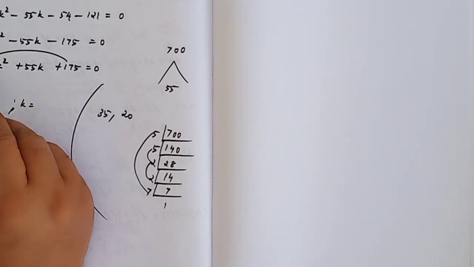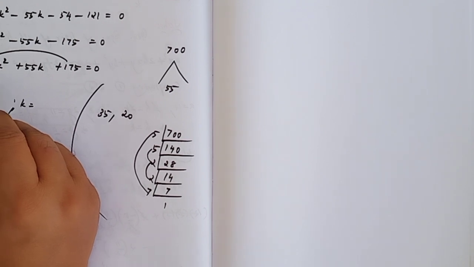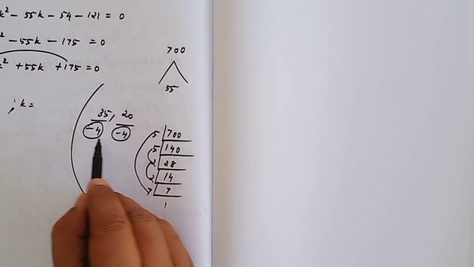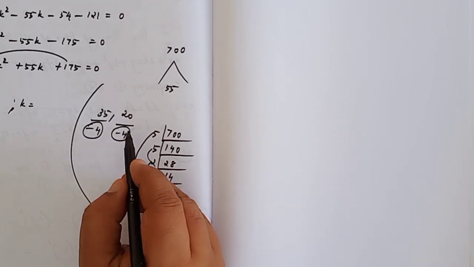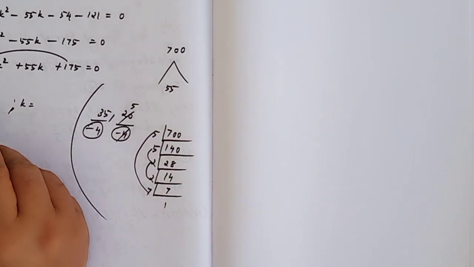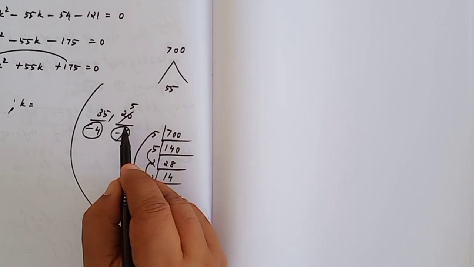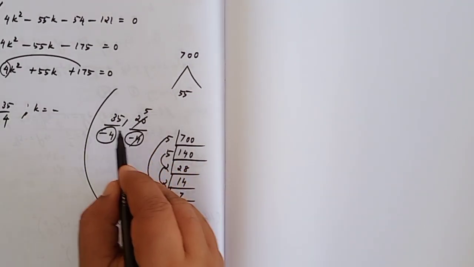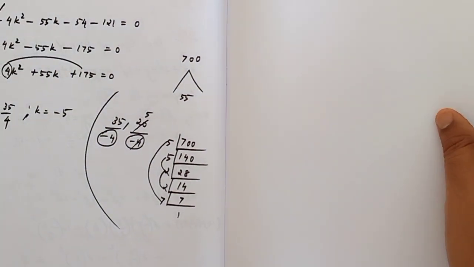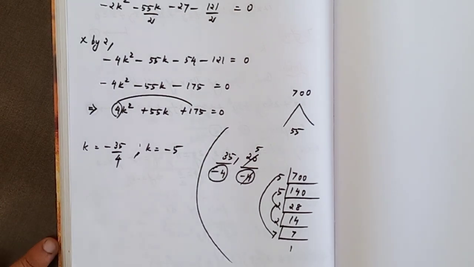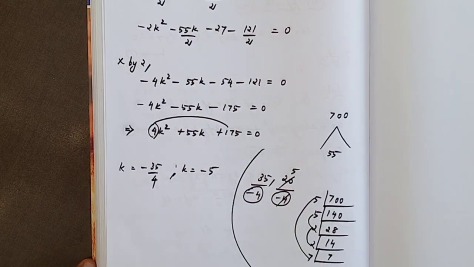For that, I have to consider the coefficient of k squared. What is it here? 4, so write minus 4 in the denominator. Change the sign and write it in the denominator. We can simplify by the 4 table, how many times? 5 times. Here plus by minus, minus 35 by 4, and plus by minus, minus 5. So k has double values: k is equal to minus 35 by 4 and k is equal to minus 5.